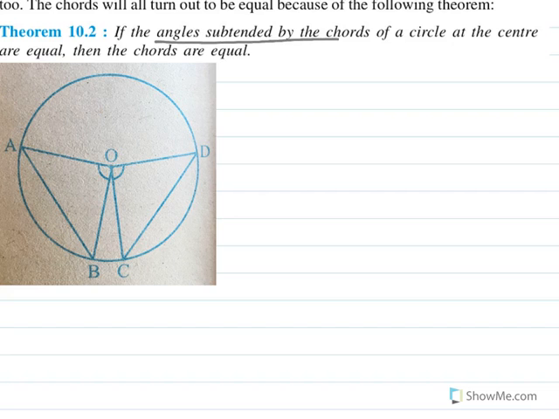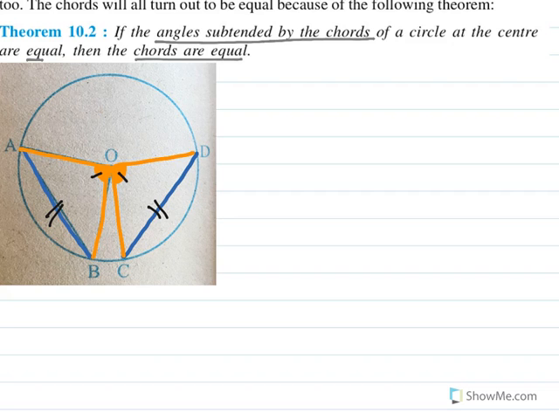If the angles subtended by the chords of a circle at the center are equal, then the chords are equal. Now in this, again we have two chords, AB and CD. But the chords are not given equal. What is given equal is the angle subtended at the center. This is the angle subtended by AB at the center, and this is the angle subtended by CD at the center. So if the angles are equal, then we can say the chords also are equal.